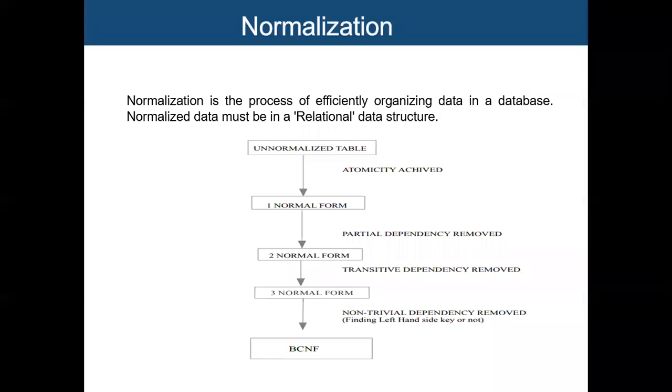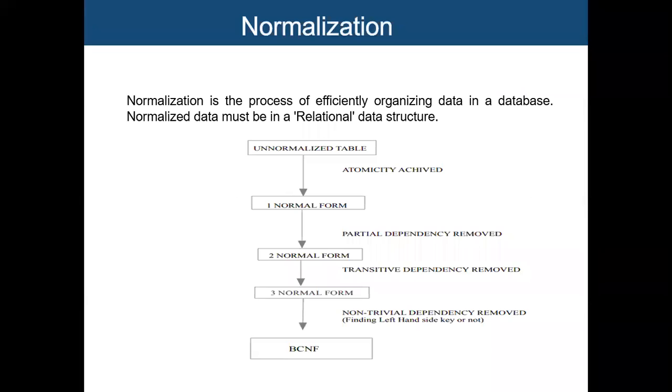Boyce-Codd normal form or BCNF. At first, we will discuss the Boyce-Codd normal form or BCNF, with a quick recap of normalization. Normalization is the process of efficiently organizing data in a database. Normalized data must be in relational data structure.